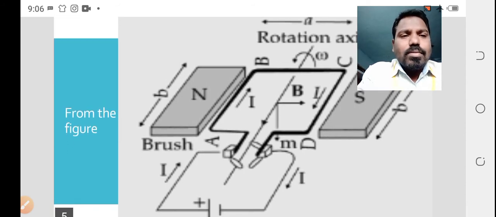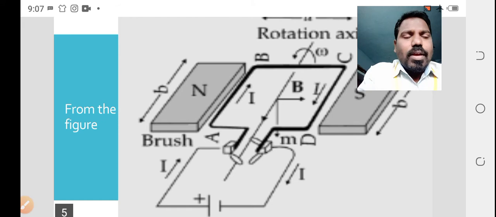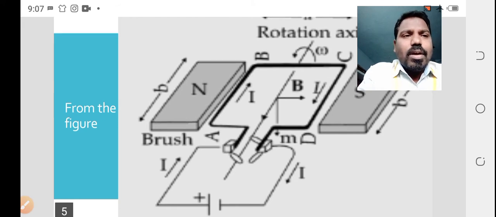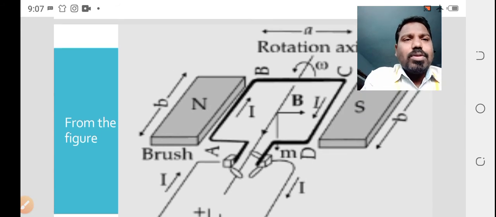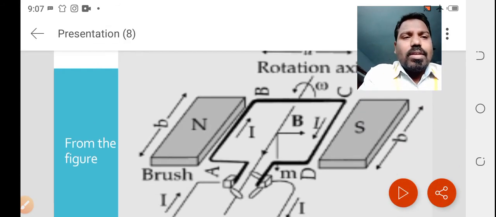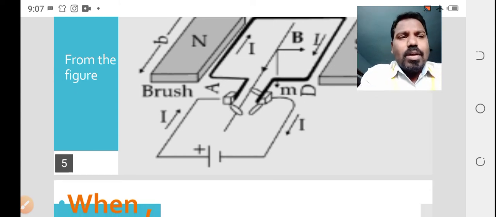So here this is the schematic diagram of our concept. The rectangular loop is rotating between the north and south poles, in the same direction or in the perpendicular direction to the applied field. Here I took one case: the plane of the ABCD loop is in the same direction as the field. What is happening? The magnetic field does not exert any force on faces AD and BC.